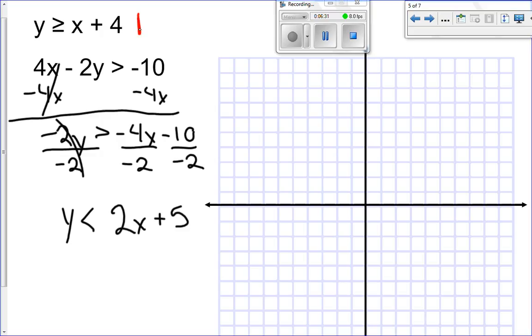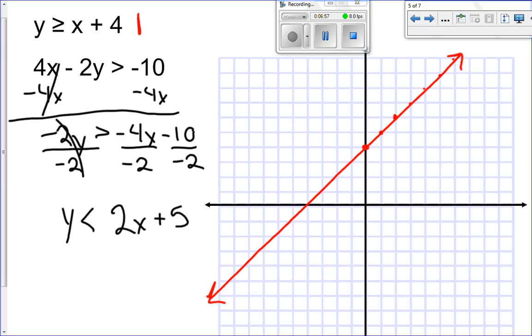So I'm going to do my first equation, y is greater than or equal to x plus 4, in red. So find 4 on the y-axis, because that's my intercept. And it's rise 1, run 1, rise 1, run 1. And since it's greater than or equal to, it's going to be a solid line, because everything on that line is included in the solution.